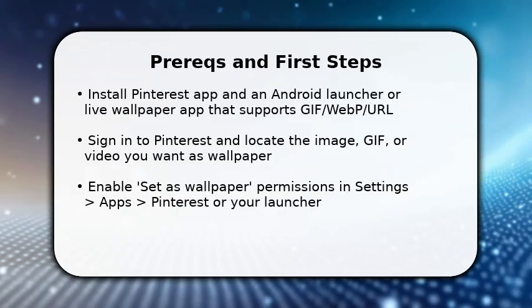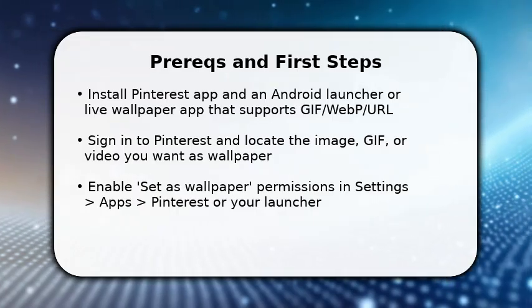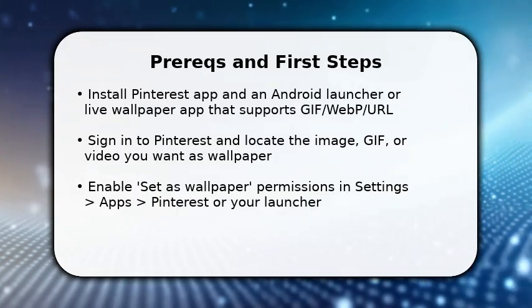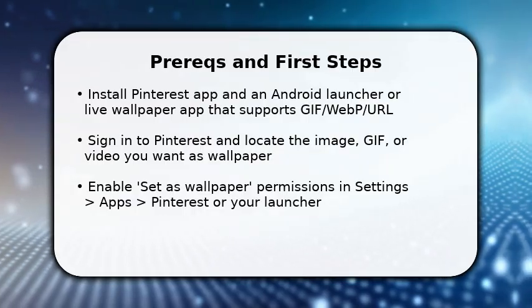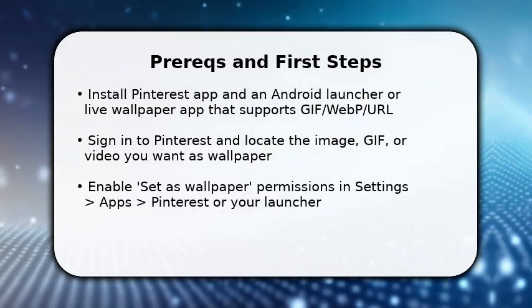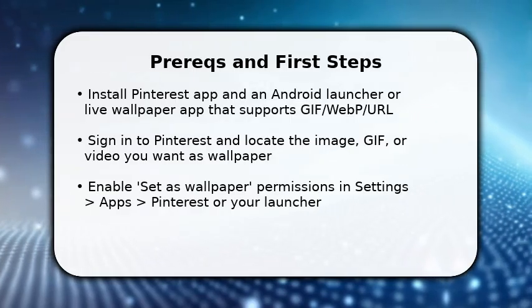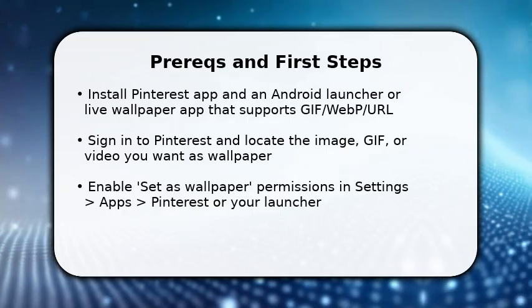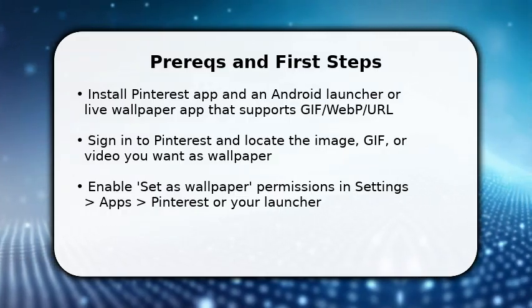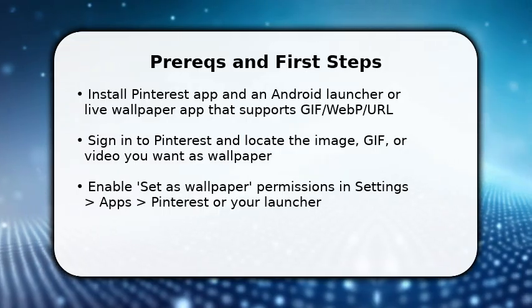You start by making sure your device can use a live image. Install Pinterest and a compatible launcher or live wallpaper host. Once done, sign into Pinterest and find the post with the image, GIF, or short video you want. Make sure the Pinterest app has permission to access storage and to set wallpapers. This prevents permission prompts later.